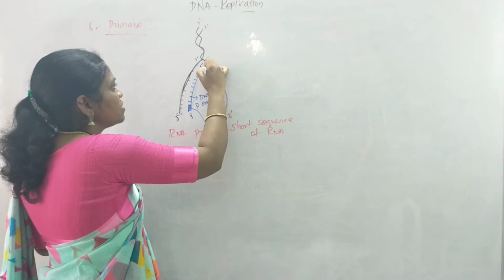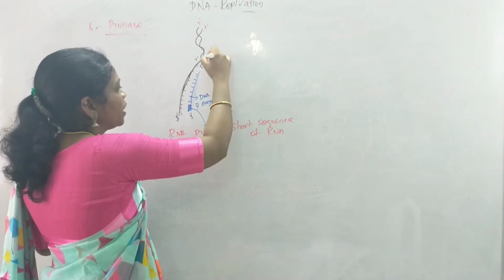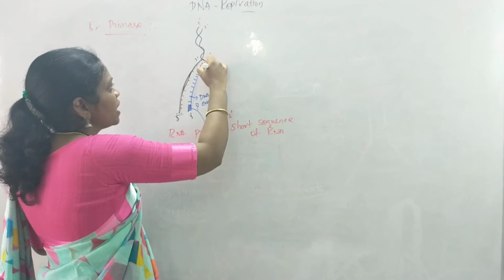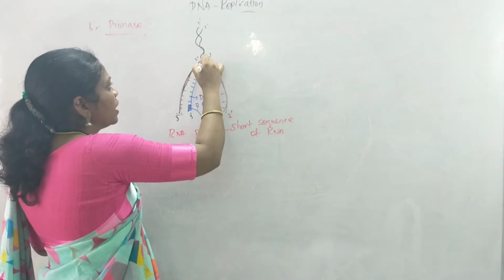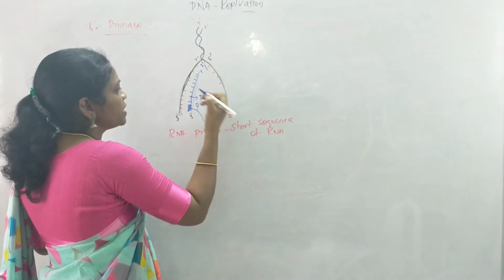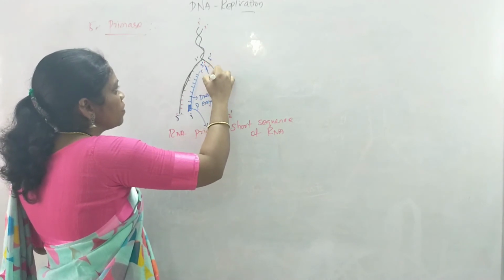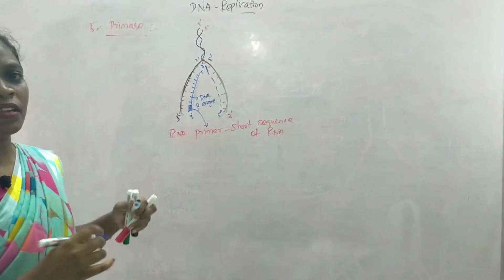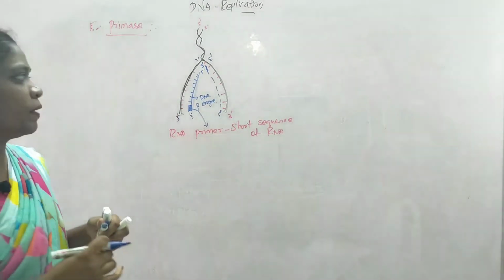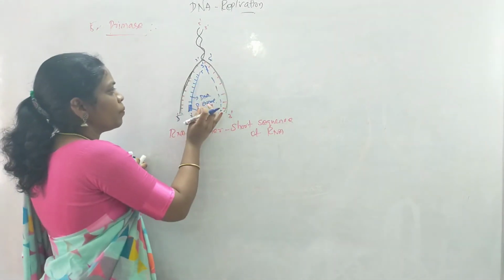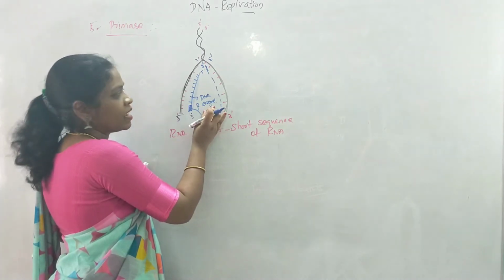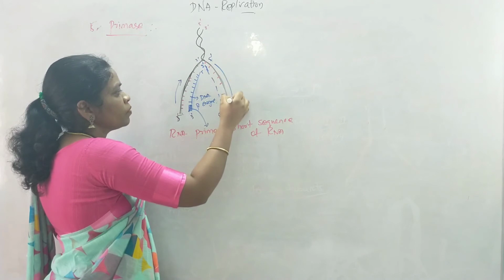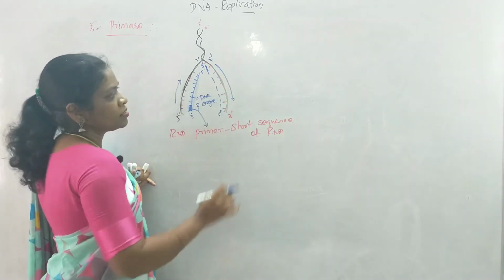Here the strands are formed in the opposite direction. The strand will be formed here, containing 3' here, and this is the 5' end of the other strand. So this strand will be formed discontinuously, and we'll learn about this discontinuous strand in the next part of this replication. On the other side, the DNA polymerase can synthesize the strand in the other direction, producing the daughter strand.